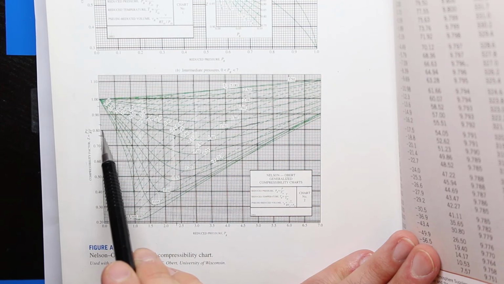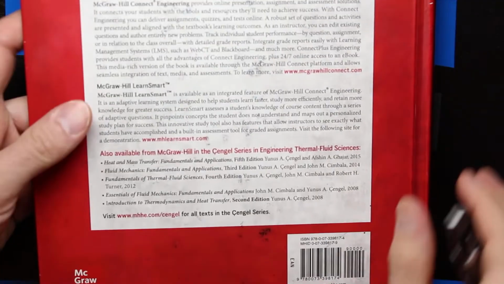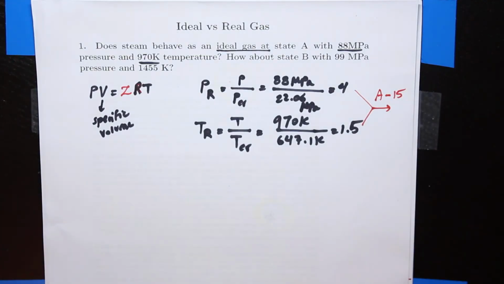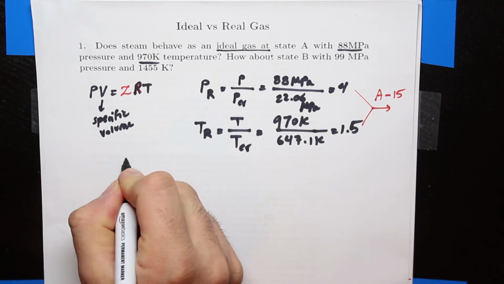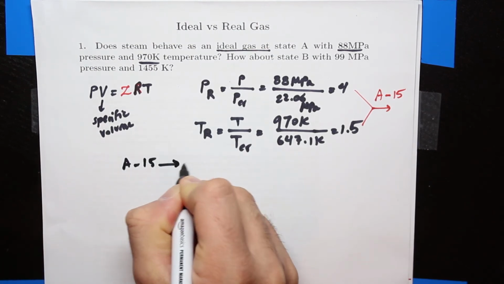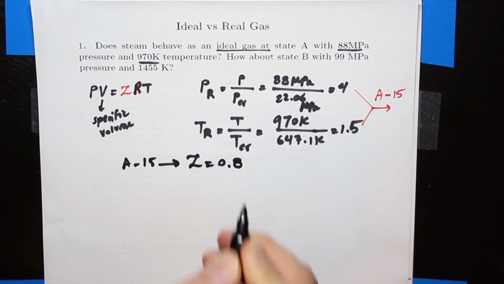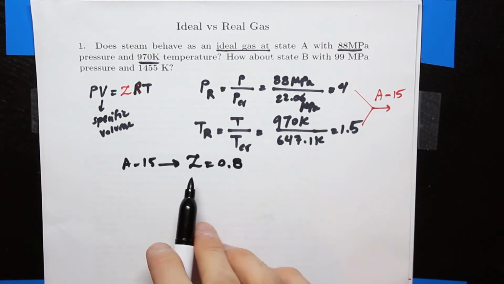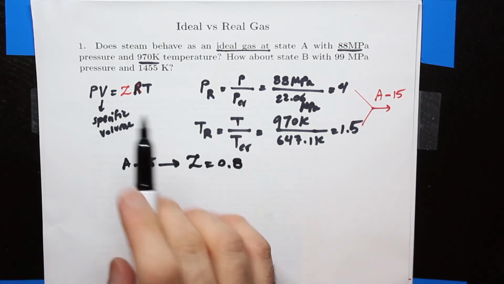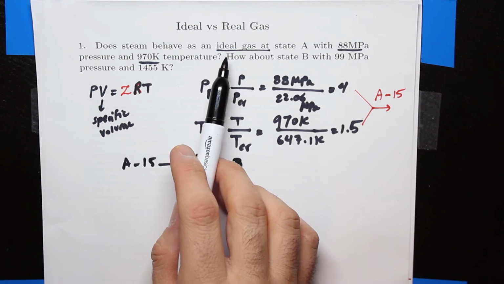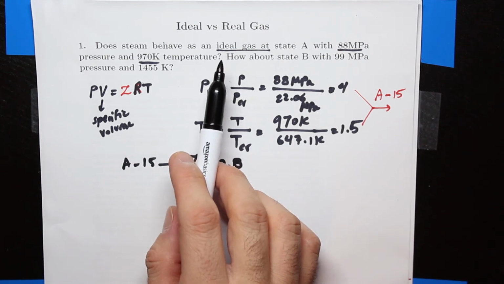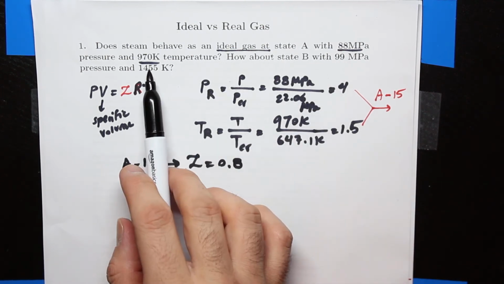So let's say Z is around 0.8 for this particular state. From A15, we get a Z value equal to 0.8. Now, because Z is not close to 1, the gas, or the steam, is not behaving as an ideal gas at this pressure and at this temperature.